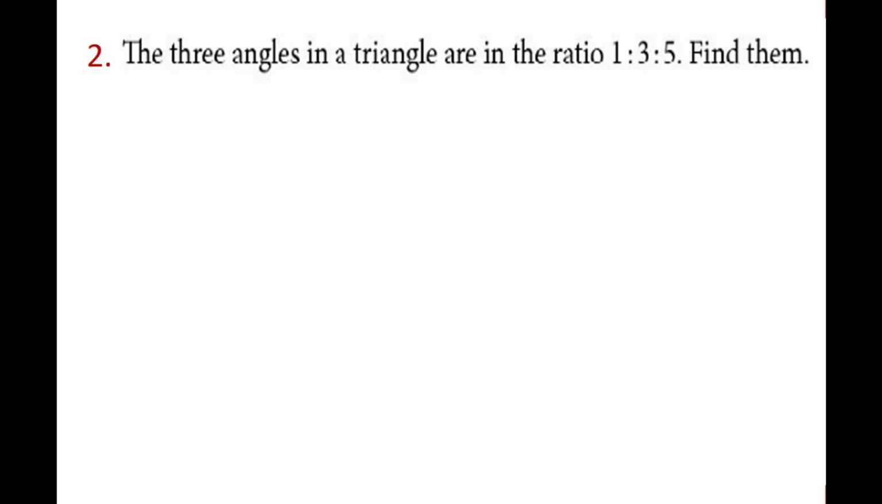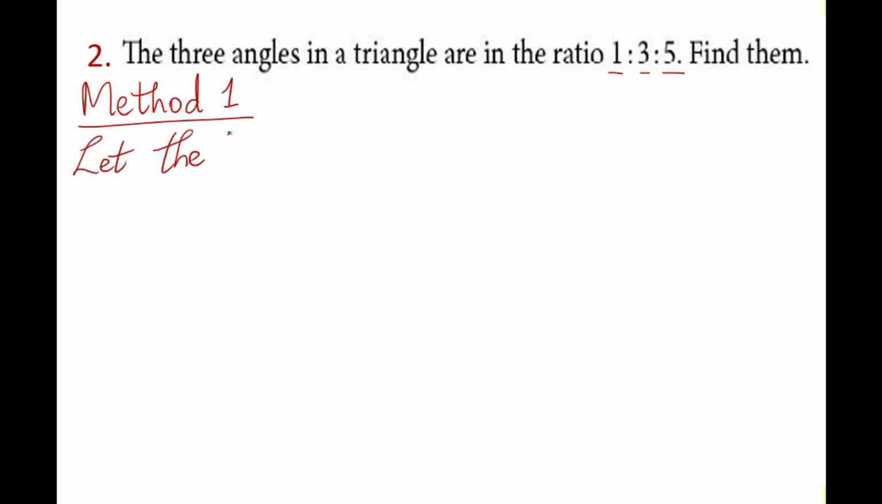Question 2. The three angles in a triangle are in the ratio 1:3:5. Find them. I'll be discussing two methods here. So method 1 is similar to the previous question. The three angles are in the ratio 1:3:5. So let the angles be 1x, 3x and 5x. We take the angles as 1x, 3x and 5x.